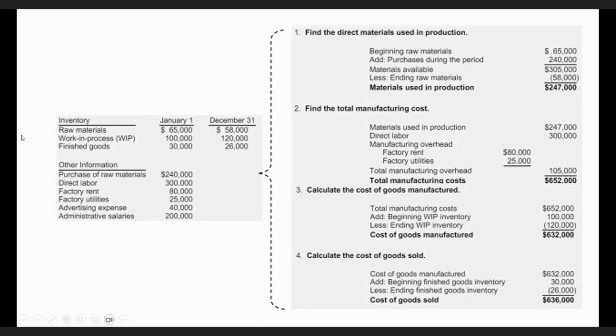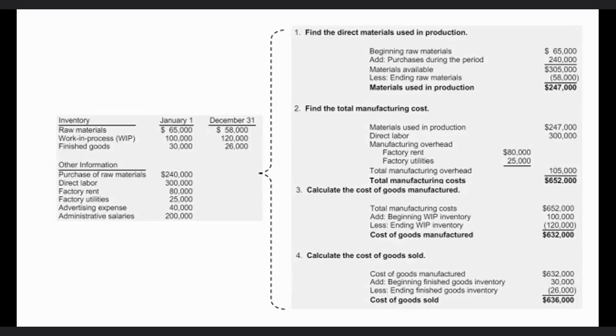We need to calculate the cost of goods sold, but before coming to the calculation of cost of goods sold, we need to go through some steps. The first step, we need to find the direct materials used in the production. Here, we can see the inventories on the table. We will start from the beginning raw materials, and then we add purchases during the period, and we will get the materials available. Then we less ending raw materials to become the materials used in production.